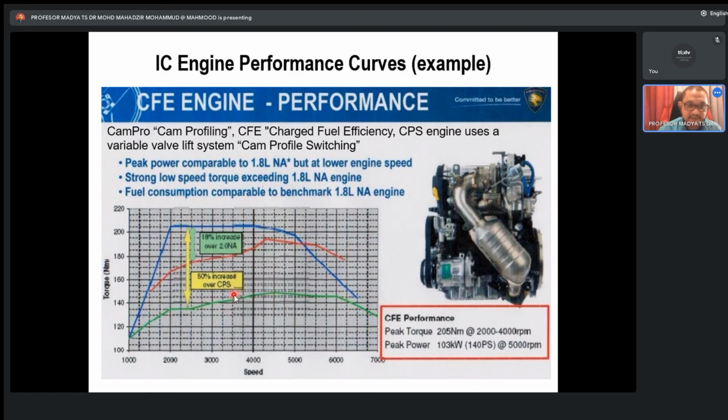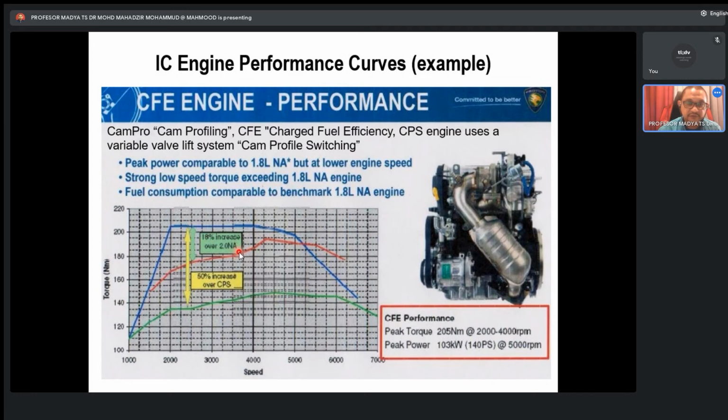50% increase over CPF. So when the cam profile switching technology is applied to this engine, what happens? It will increase by 50%.